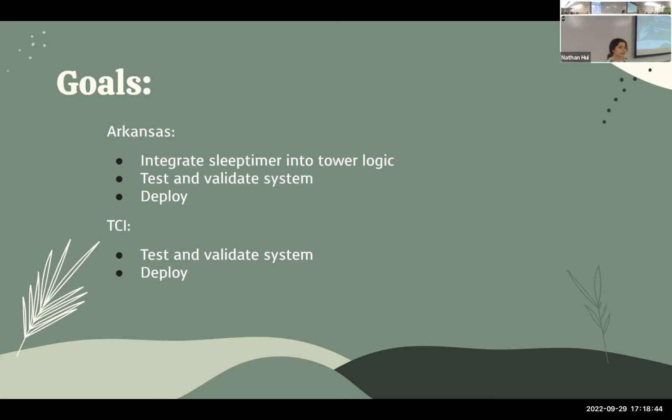And then testing and validating that the whole system works, so that our hardware is doing what it needs to do, that all our electronics are working as best as they can, and that the software logic is doing what it needs to do also. And then our goal is to deploy, to actually go out to Arkansas and build our towers and measure data at some point this quarter.